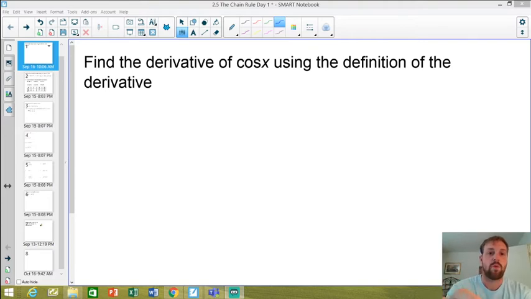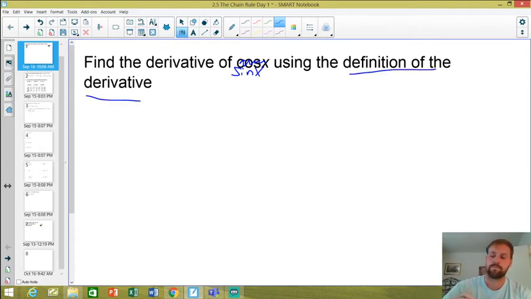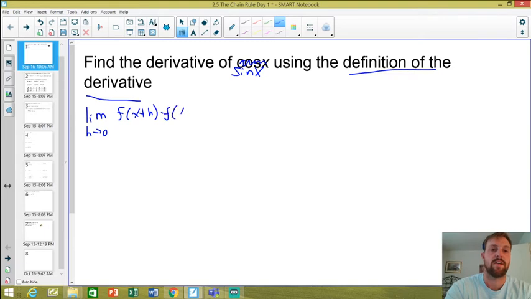But for now, we've got a warm-up that says find the derivative of sine, using the definition of a derivative. We need to use the second definition of a derivative. So remember, we need to use this form right here: f of x plus h minus f of x over h.